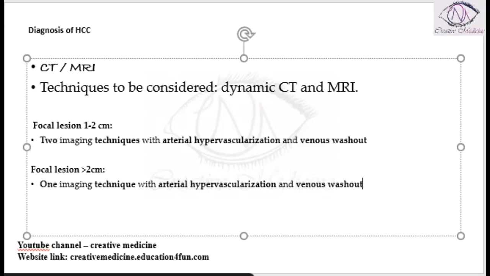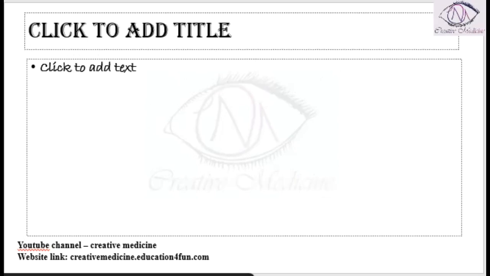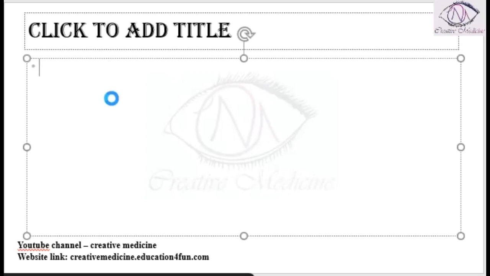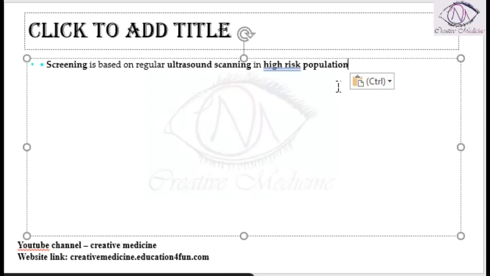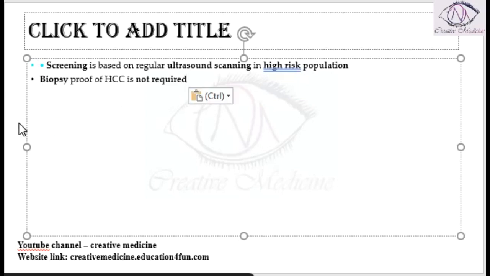Okay, this is for diagnosis. But for screening we can do ultrasonography. In the ultrasonography, you will see a hyperechoic heterogeneous lesion. If it is seen in the liver, then you can suspect hepatocellular carcinoma. Biopsy proof is not required for hepatocellular carcinoma.